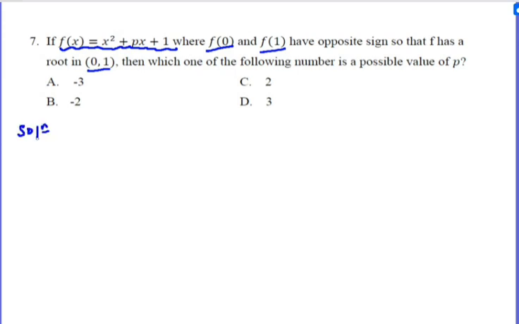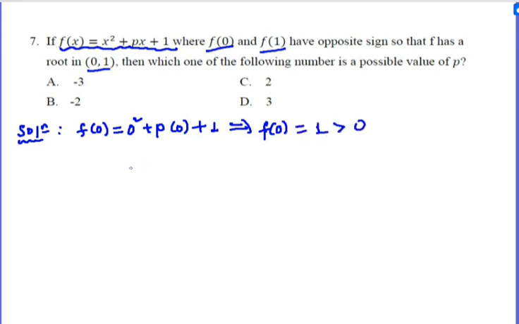So let us put the information first. We know that f of 0 and f of 1 have opposite sign. It's given. So what is f of 0? Substitute 0 in the function: 0 squared plus p times 0 plus 1. Therefore, our f of 0 becomes 1, which is greater than 0, a positive number. Let us evaluate the function at 1. f of 1 is equal to 1 squared plus p times 1 plus 1.